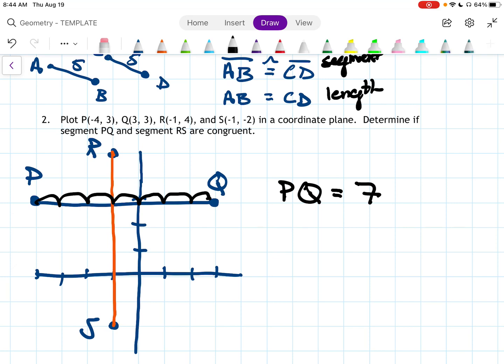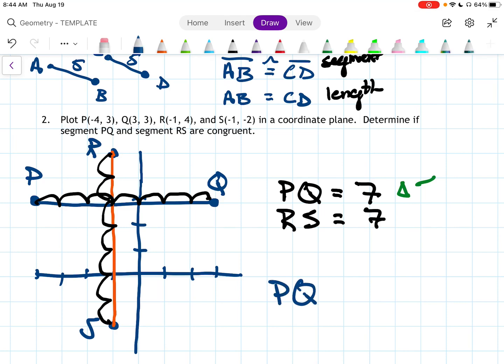right? Now looking at R and S, I can count. I can go 1, 2, 3, 4, 5, 6, 7. So RS is 7, right? What I wrote there in black is that the lengths of them are both 7. Both of them are the same length, so I can say that they are congruent. So now I can say, well, segment PQ is congruent, the fancy equal sign, to segment RS.